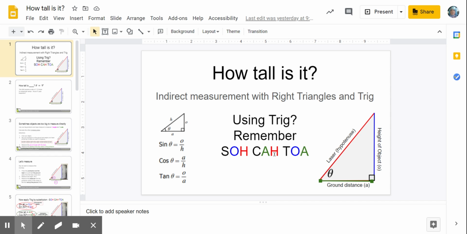Cosine is adjacent over hypotenuse, and tangent is opposite over adjacent, right? I've got an angle; across the triangle on the opposite side is the opposite. That's the O. And then adjacent is the one next door to it that's not the hypotenuse. And the hypotenuse is always opposite the right angle. SOHCAHTOA.